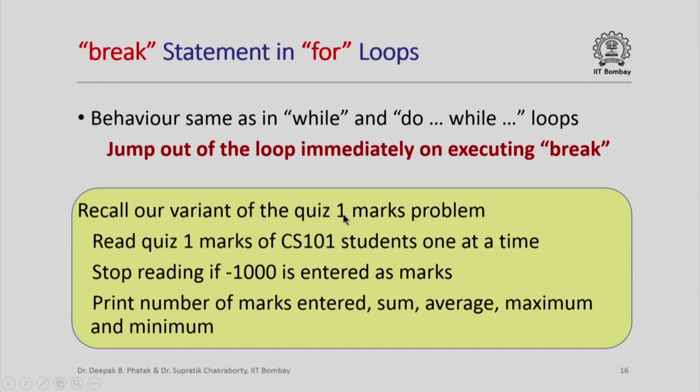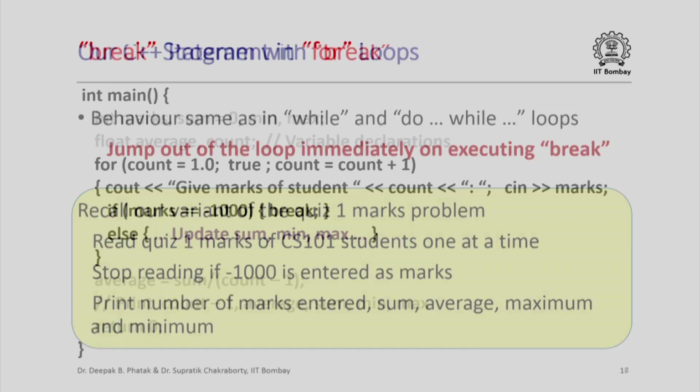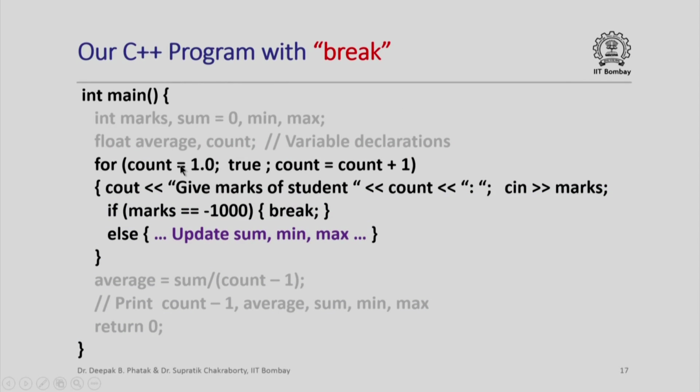We had seen earlier how to solve this problem using a while loop with a break statement. We are now going to see how to solve this problem using a for loop with a break statement. So here is how the relevant part of the C++ program might look. We have the same for loop as before, but now I have replaced the loop condition by true. Earlier the loop condition was count is less than or equal to number of students. Now I do not know how many students there are, so I have replaced the loop condition by true.